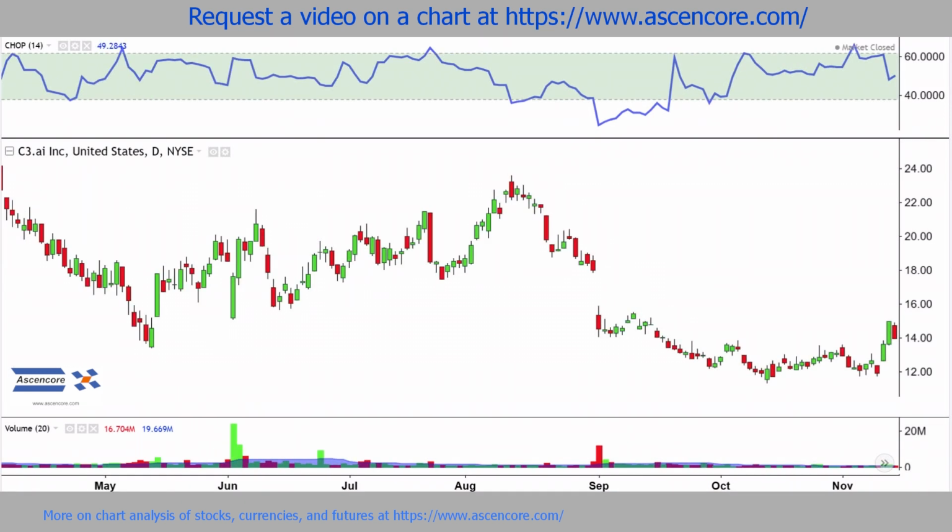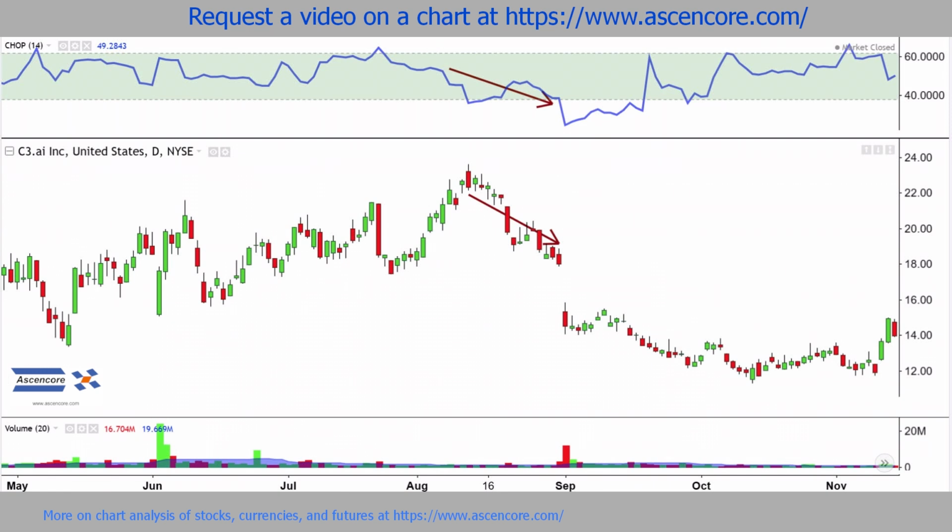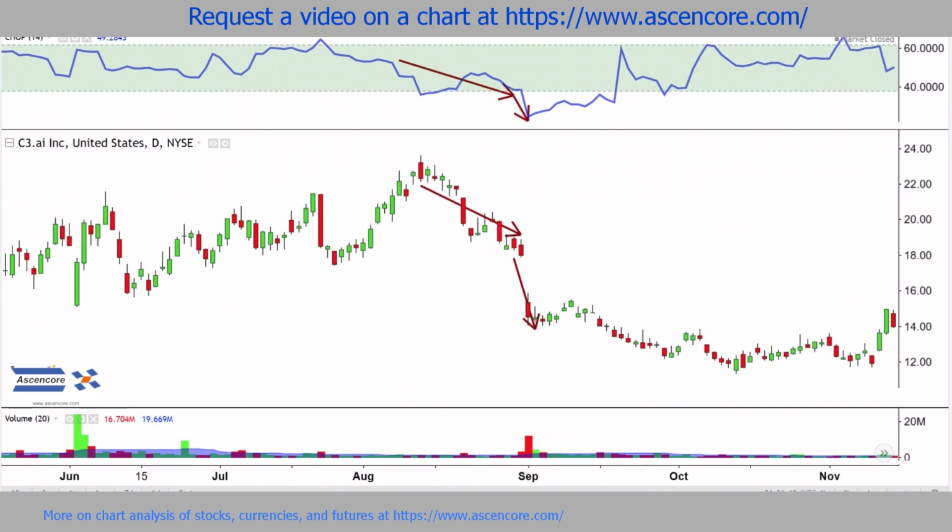After a choppy section with values near 60, a clear trend emerges. In this case, a downtrend. And that's accompanied by a steady decline of the choppiness index, which naturally drops below 38 during the strong directional movement a gap down brings.